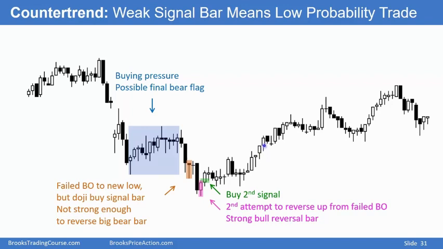Probability would be higher buying up here. And you pay for it with a stop further away. That's always the case.